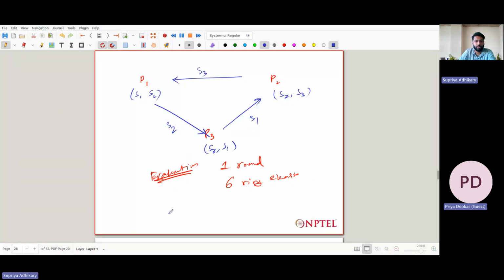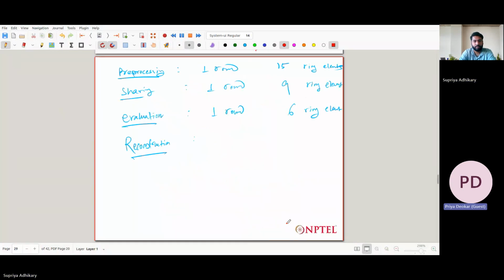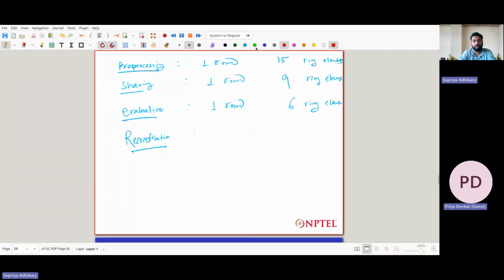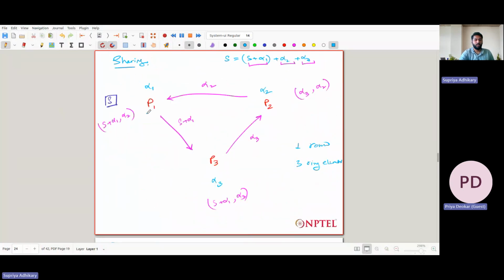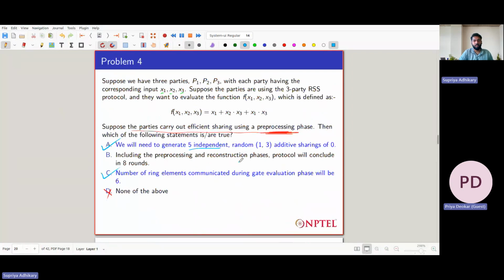So in the reconstruction phase, we only need one round of communication with 3 ring elements. And this is independent of evaluation, sharing, or preprocessing. So option B over here is not correct. It does not need 8 rounds of communication. So this is not correct.